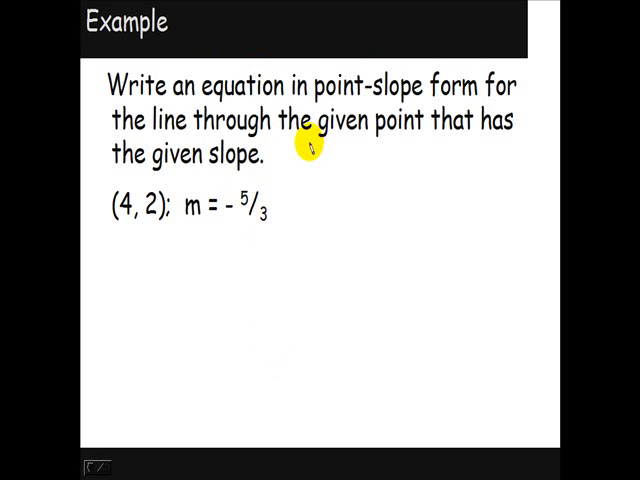In this example, we're going to write an equation in point slope form, so they're asking for that specific form for the line through the given point that has the given slope. Well, the slope is negative 5/3 and the point is 4, 2. So remember, this value is an x1, this value is a y1. So we're just going to plug into the formula y minus y1 equals the slope times x minus x1.